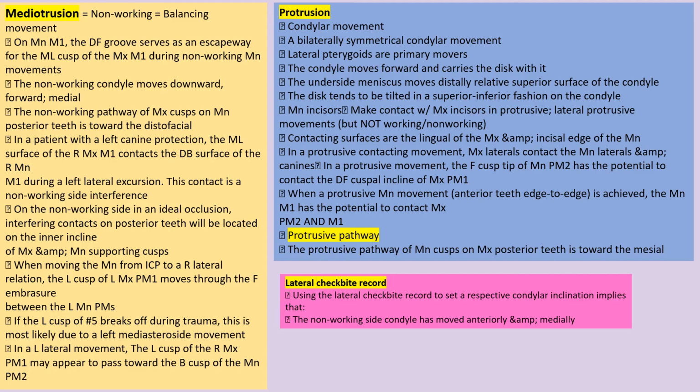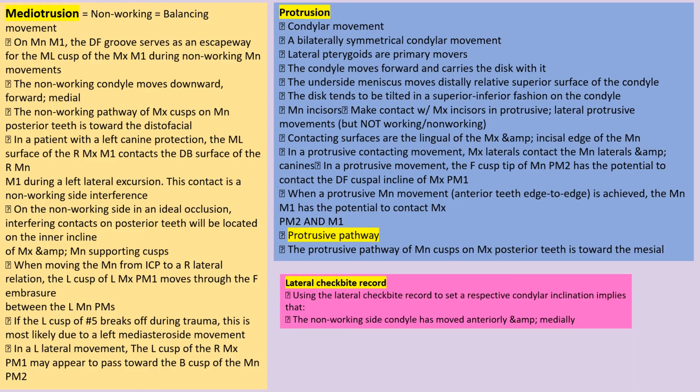In a patient with left canine protection, the mesiolingual surface of the right maxillary first molar contacts the distobuccal surface of the right mandibular first molar during a left lateral excursion. And this contact is a non-working side interference. On the non-working side in ideal occlusion, the interfering contact on the posterior teeth will be located on the inner incline of the maxillary first molar and the mandibular supporting cusp. So you can go through these rules as well.